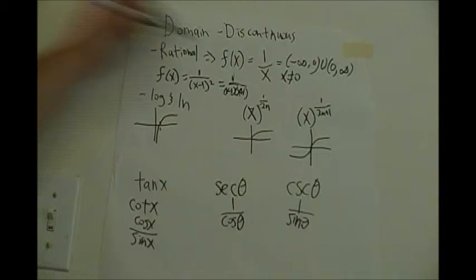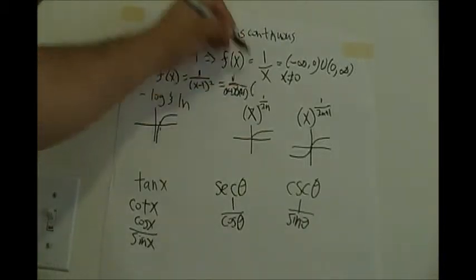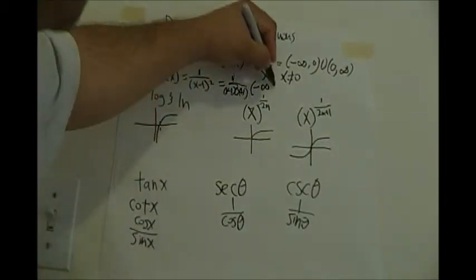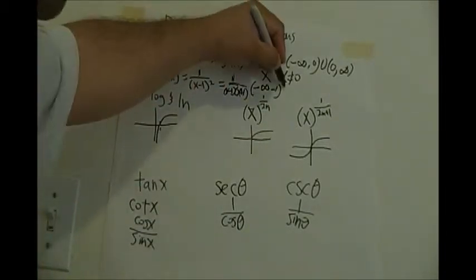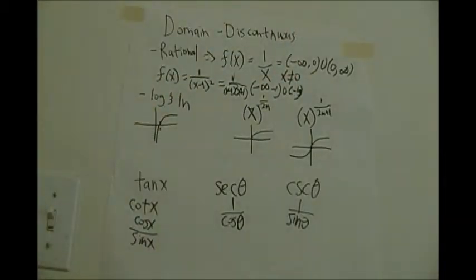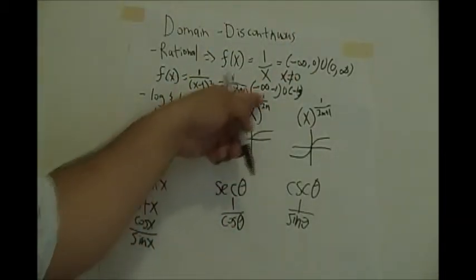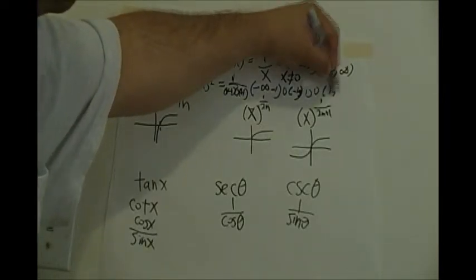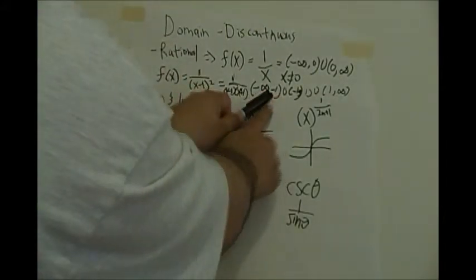So the domain is going to be from negative infinity to negative 1, because it can't be negative 1, union negative 1, oops, that's actually negative 1, comma, to 1, negative 1 to 1, union, and then from 1 to infinity. Because we can have an interval from negative infinity up to that discontinuous point right there.